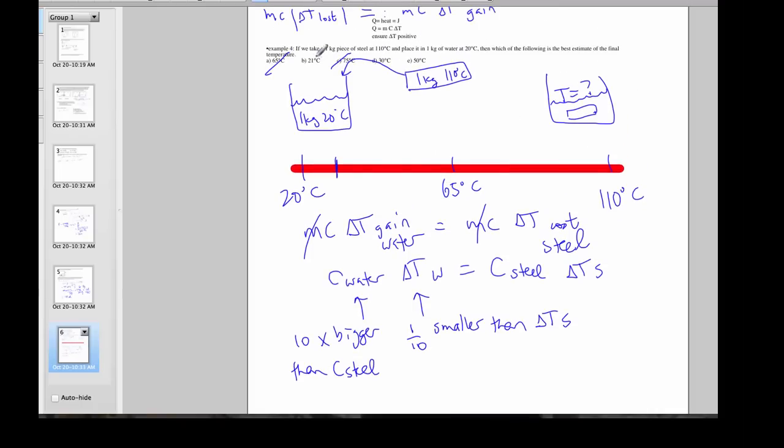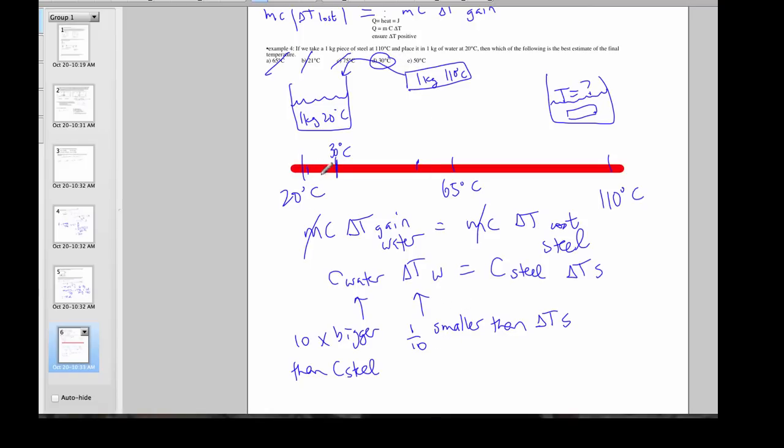So let's look at these final temperatures and see which one is close to a 10-to-1 ratio. So 21 degrees, well, that would be 1 degree temperature increase for the water, and then like an 89 degree temperature change for the steel. So that's a 1 part to 89. That can't be right. Then let's look at 50. If it was 50 degrees, that's a 30 degree temperature increase for the water and an 80 degree temperature drop for the steel. So that would be 30 to 80. That's an 8-to-3 ratio. That's way too small. So only 30 degrees comes anywhere near close to the ratios that we need.